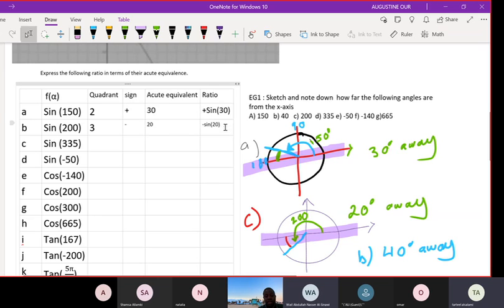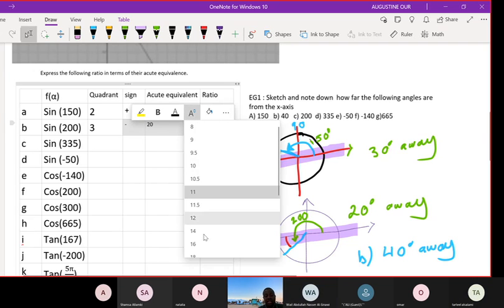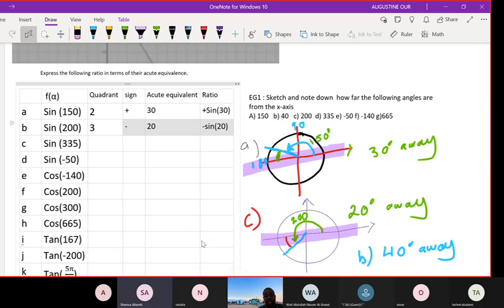Mister, in the ratio we always write sine? You do not always write sine. If it is cos, you write cos. If it is sine, you write sine. Okay, what about 335, it was in which quadrant? Fourth. Okay, so this is sine, right? Fourth quadrant. What is the sign? Is it positive or negative there?